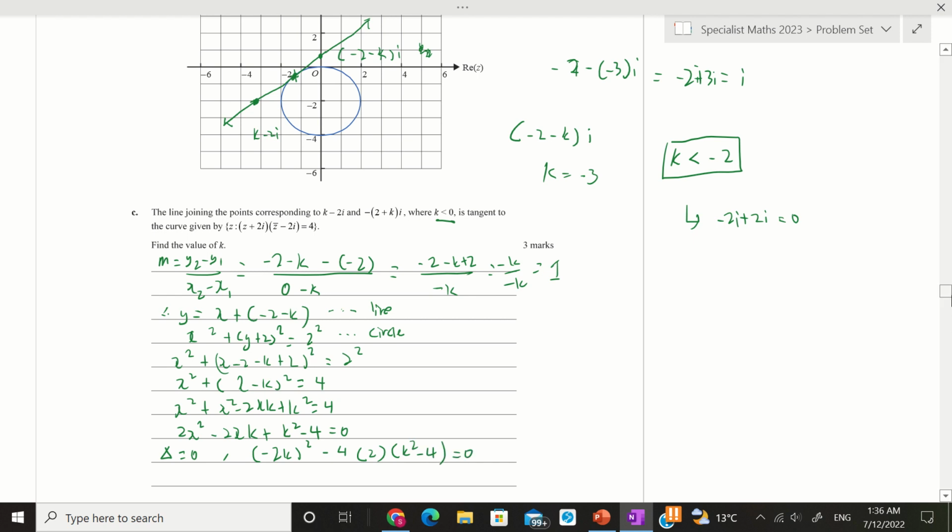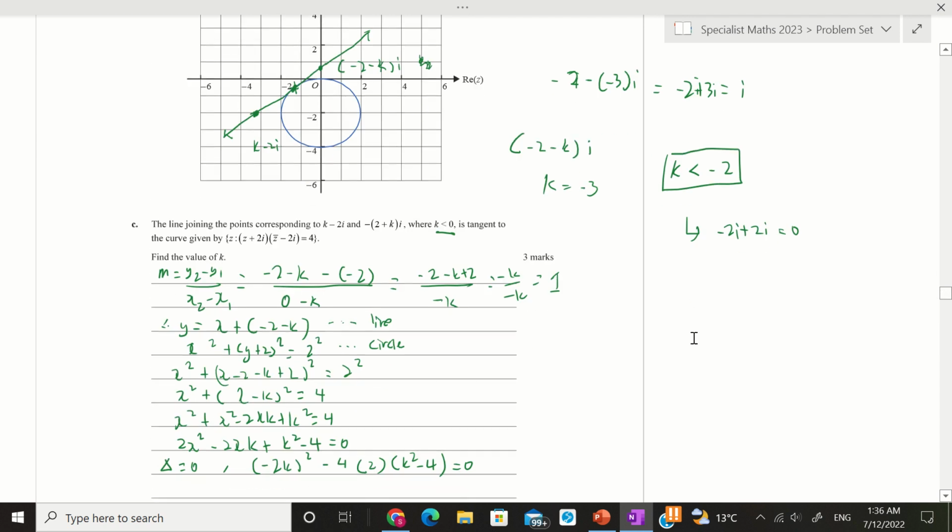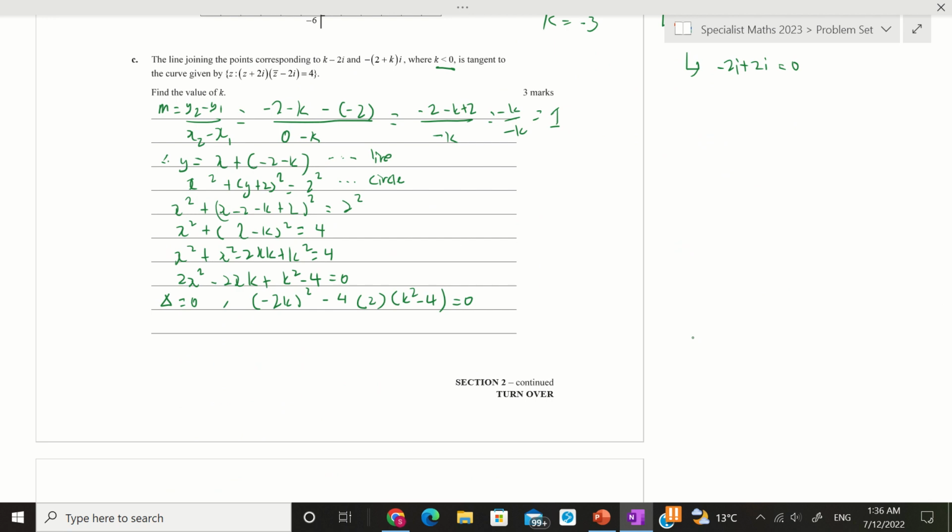So at this point you can probably just put this in the CAS to solve it, but if you want to keep going, we can. So what can we do? Minus 2k squared just gives me 4k squared, minus 8 times k squared minus 4 is equal to 0. I can divide both sides by 4 at this point. So I'm going to get k squared minus 2 times k squared minus 4 is equal to 0. Then k squared minus 2k squared plus 8 is equal to 0. So from here I end up getting minus k squared plus 8 is equal to 0.